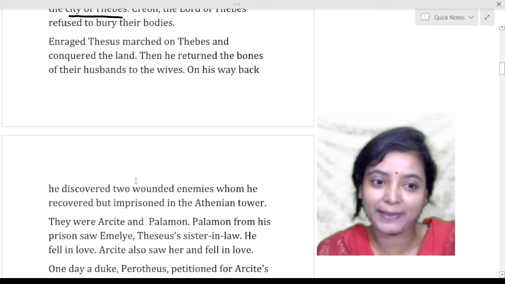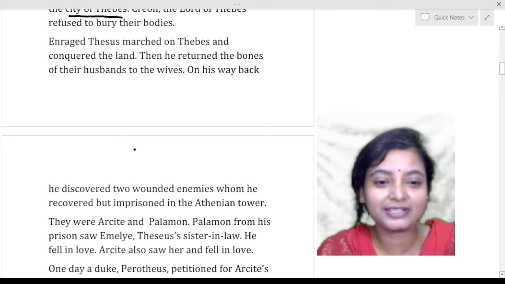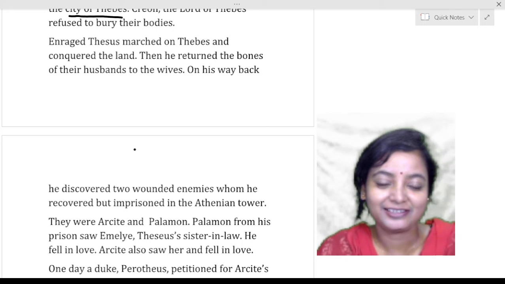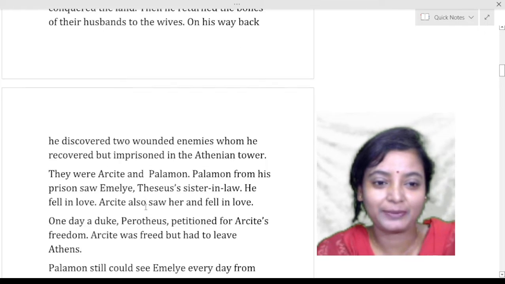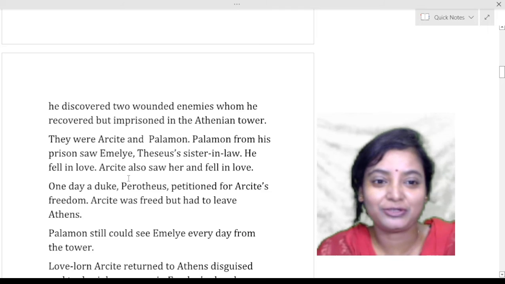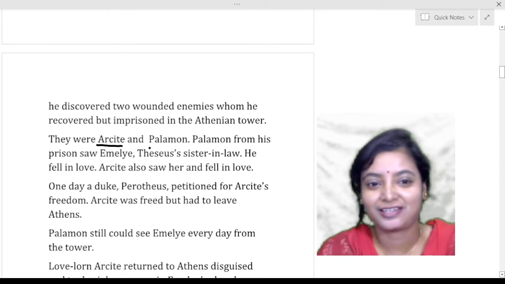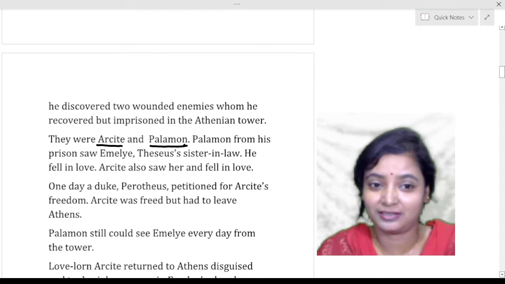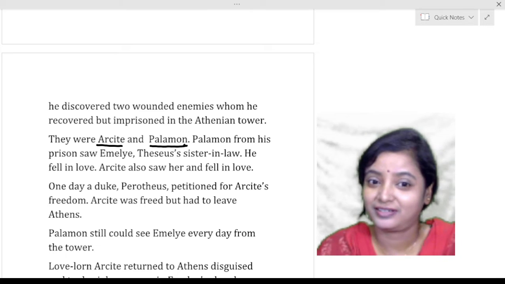On his way back, he discovered two wounded enemies whom he did not kill, but whom he took care of. They recovered, but were imprisoned in the Athenian tower. So who are they? They were Arcite and Palamon. These two characters were the wounded soldiers whom the king Theseus took care of and then imprisoned.